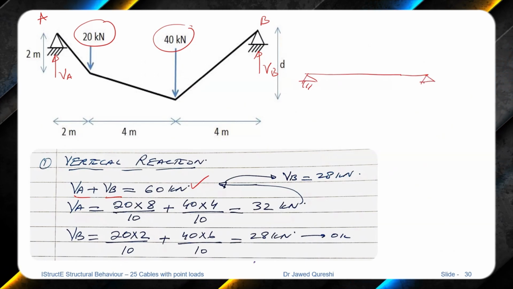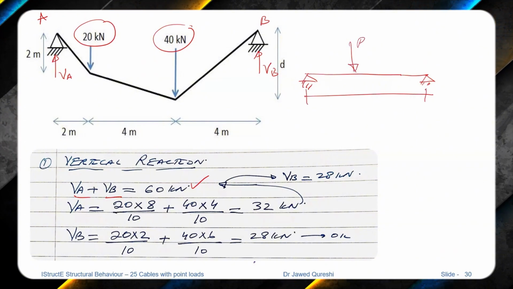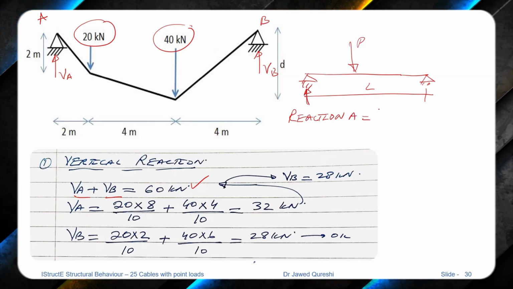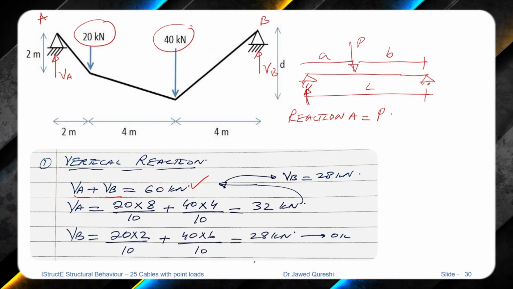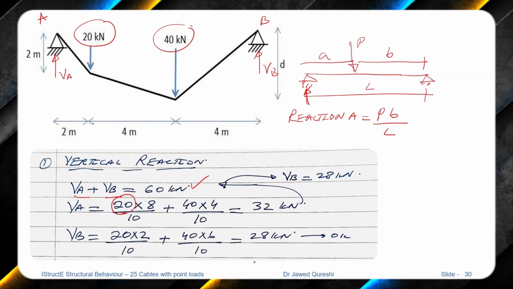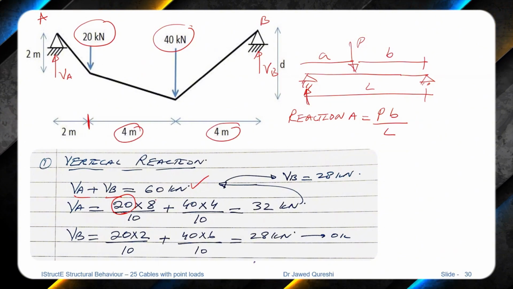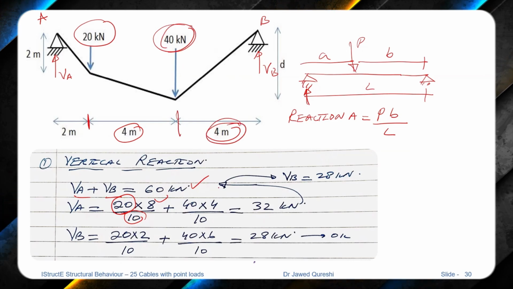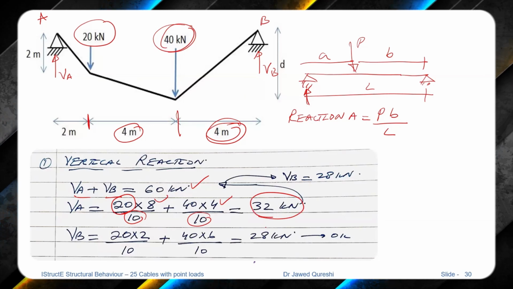So if this is a simply supported structure, if you have this point load applied and this is the length, reaction A, for example, here is equal to load times far span, I call this B, I call this A, load times far span divided by full span. So here for 20, far span is the one which is away from here. So 4 plus 4, 8, divided by full span is 10. Again for 40, far span is 4 meters, divided by full span is 10. From here I can directly work out the value of reaction.